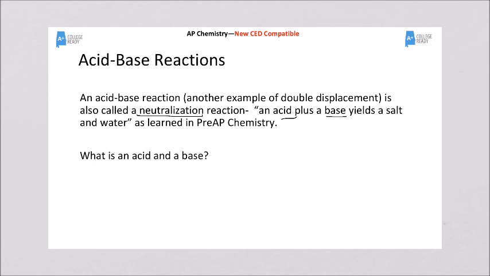So take a minute and think, well, how do you define this? Because this would have been covered at the end of the first year class, and this is something you probably didn't get to since we got out of school so early and you were at home. So think about it. Do you know what an acid and a base is?